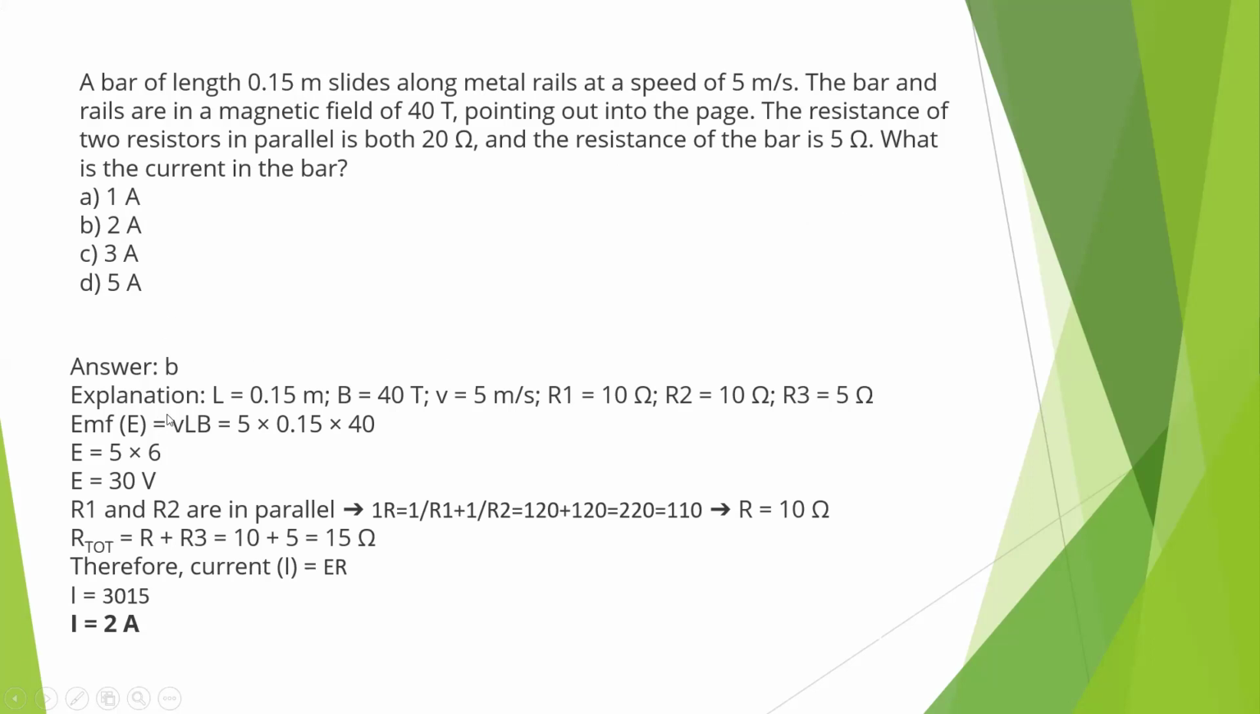First we will solve this. Length is 0.15 meter, B is equal to 40 Tesla, and speed or velocity is equal to 5 meter per second. R1 is 20 ohm and R2 is 5 ohm. They have given some mistakes in the figure, it seems, but fine. So the EMF from that straight equation is 30 volt.